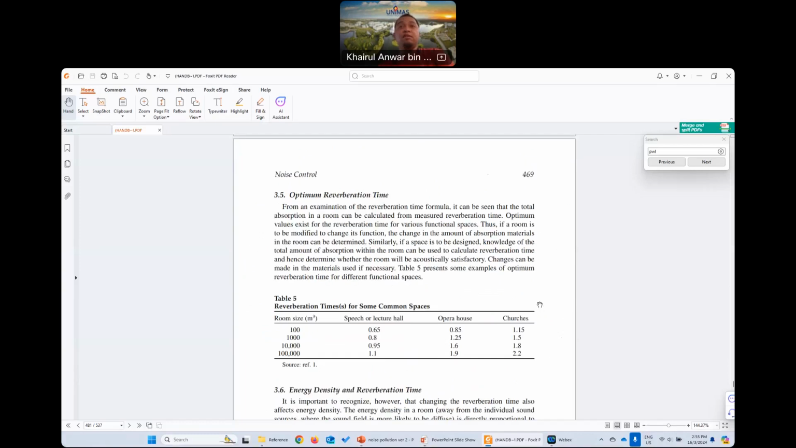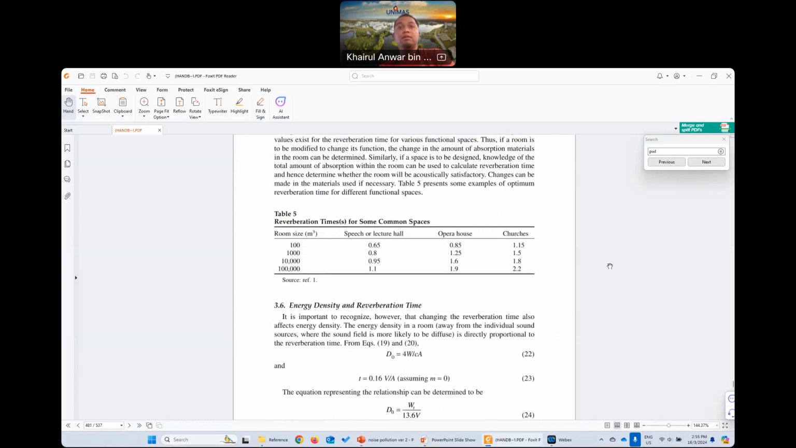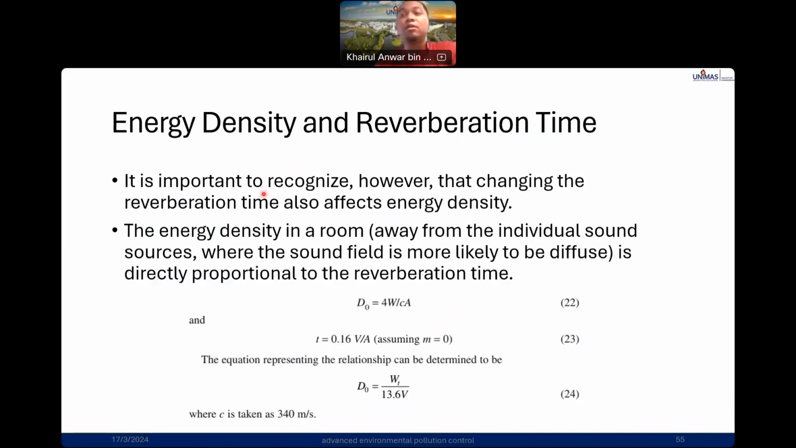Energy density, page 469. It is important to recognize, however, that changing the reverberation time also affects energy density. The energy density in a room away from the individual sound sources, where the sound is more likely to be diffused, is directly proportional to the reverberation time.